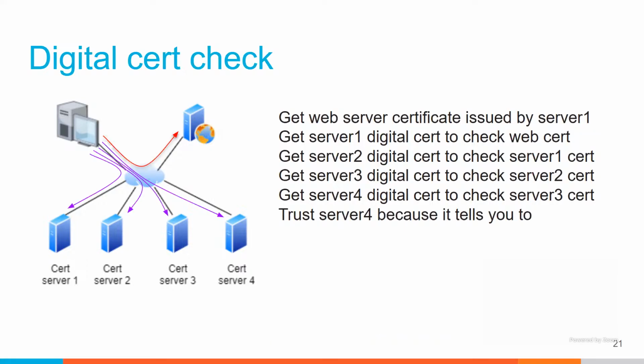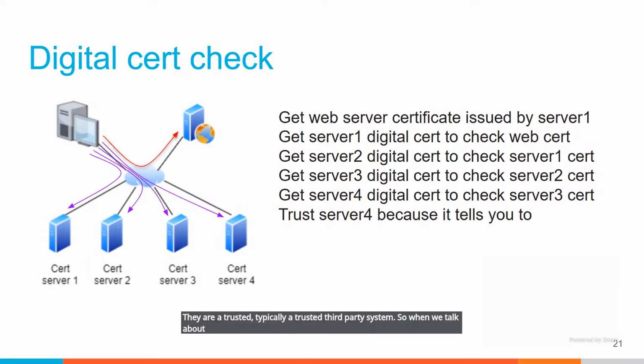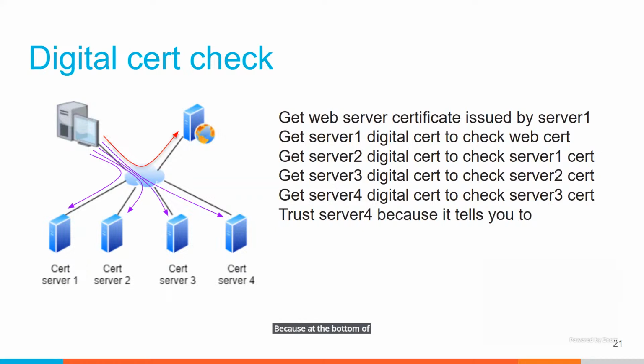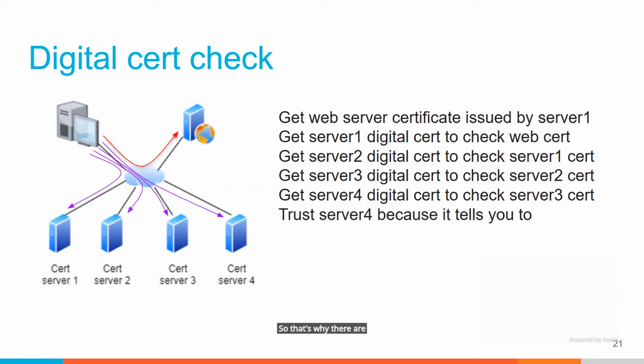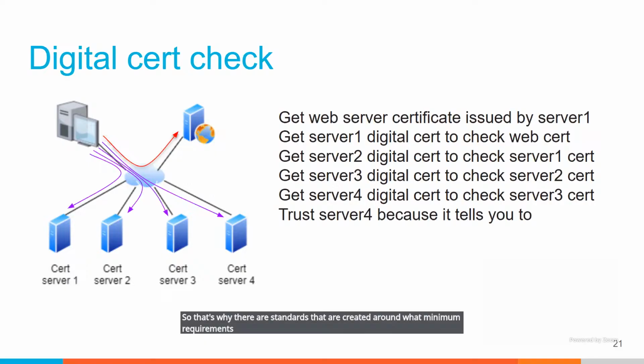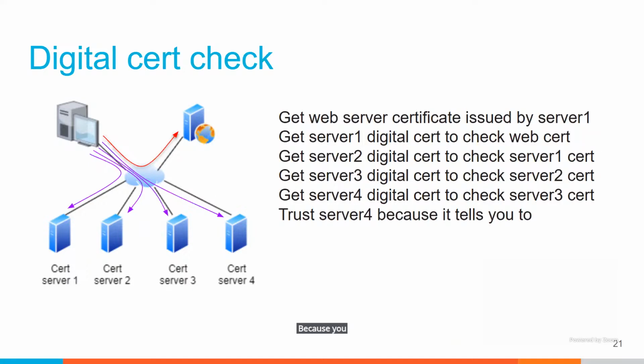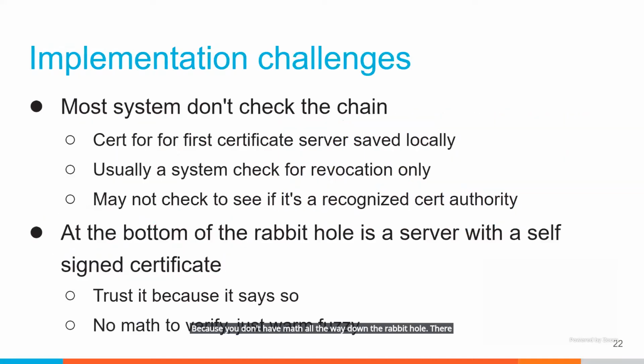So when we talk about a certificate authority, right? They are typically a trusted third party system. So when we talk about trusting them, yeah, you have to trust them because at the bottom of the rabbit hole is warm fuzzy kumbaya. There's no math. So that's why there are standards that are created around what minimum requirements should be met in order to be considered a trusted certificate authority. Because you don't have math all the way down the rabbit hole. There's some level of warm fuzzy to this whole thing.